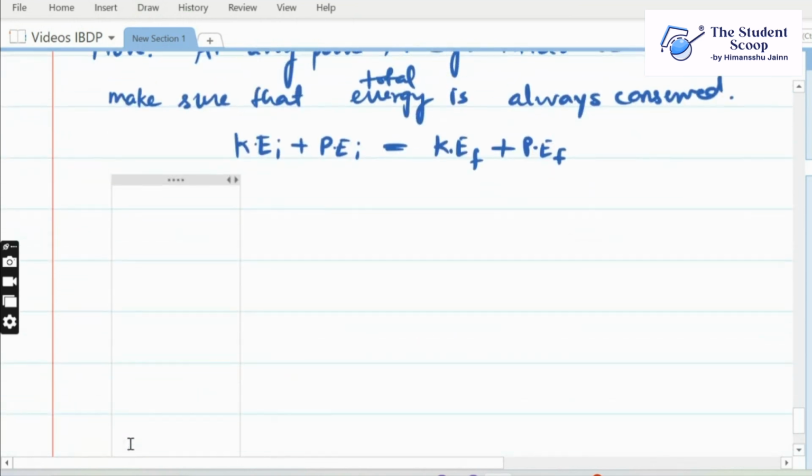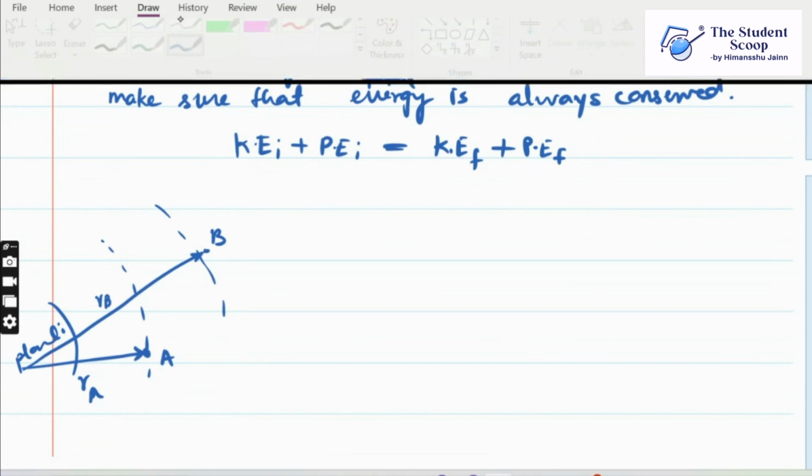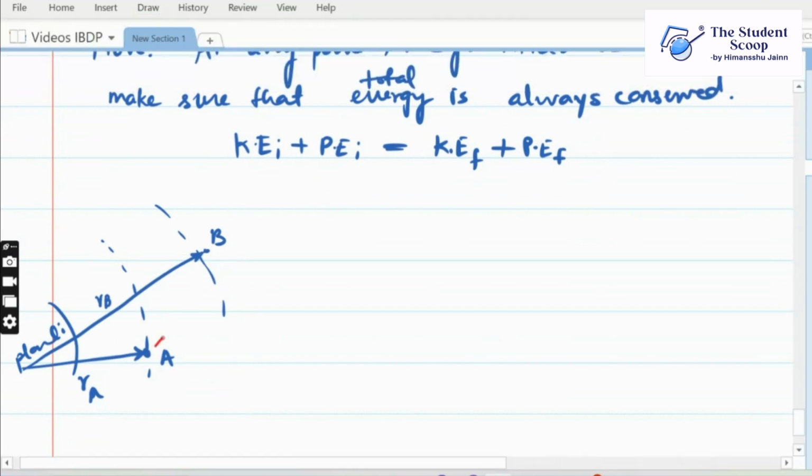Now, let's say I have 2 points inside a field. Let's say there is a planet, and I have 2 positions: RA, for a point A, and RB, which is at another level. This is point B. Here we will talk about how I move from point A to point B, what the work done in moving to point B is, and what the gain or loss in velocity will be.